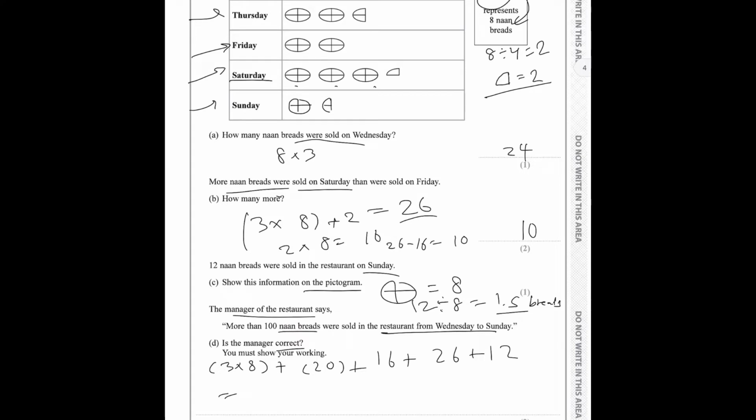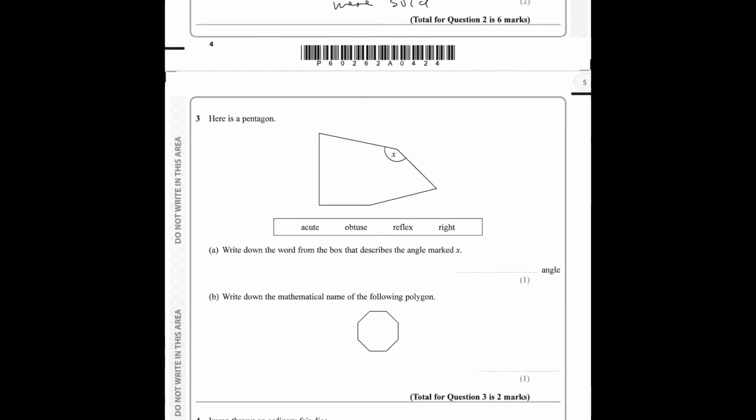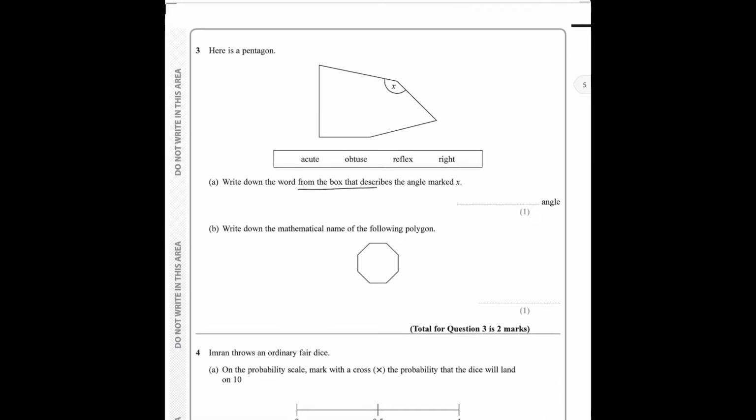So based on this, you're going to put that in equation form, and write how many pieces were being sold in total, and you're going to get 98. Since 98 is less than 100, this implies that the manager is wrong, right? So it's no, because 98 naan breads were sold. Alright, okay. So move on to the next question.